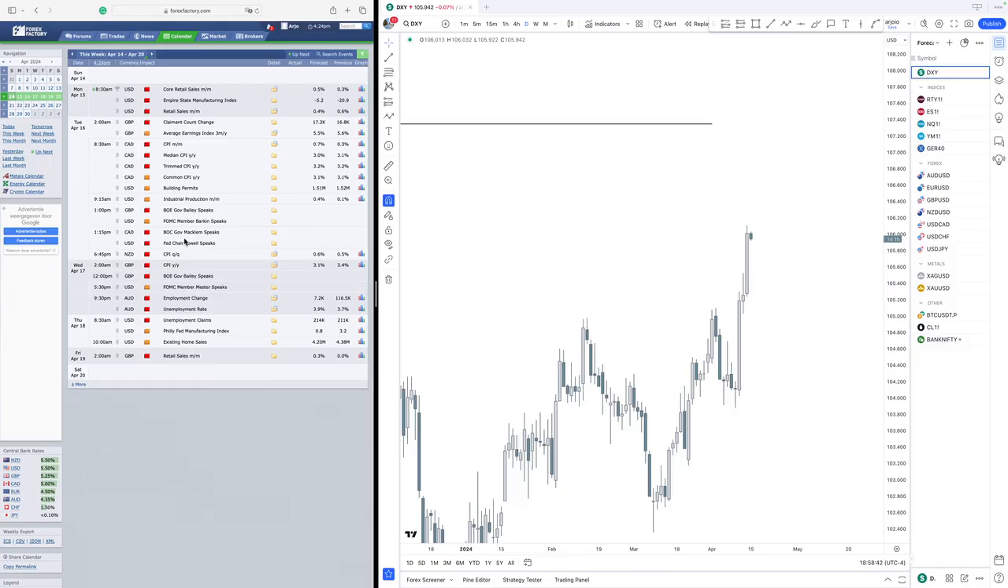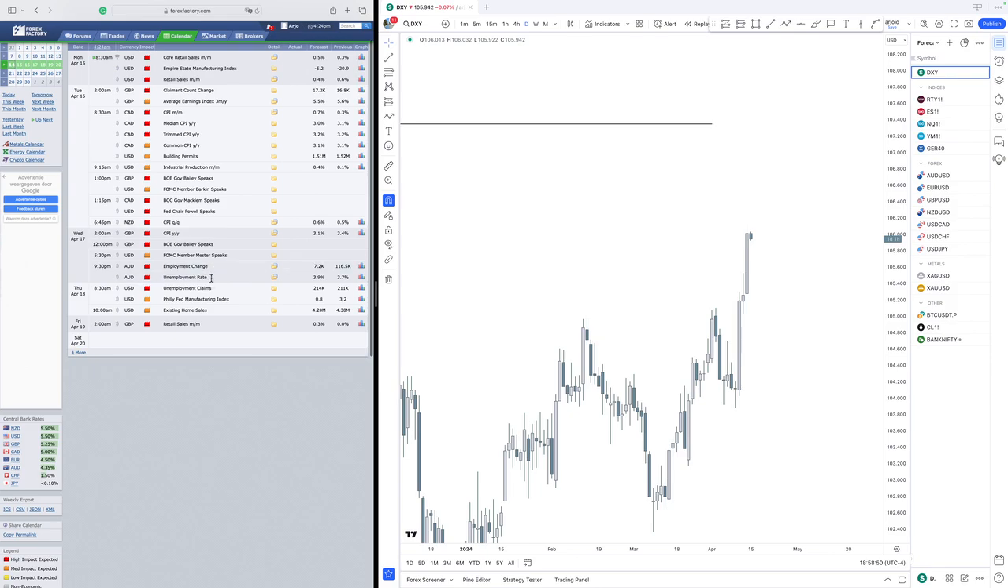An FOMC member speaking is all right. It's not too bad. It is definitely tradeable. Fed Chair Powell speaking right there, that's perfectly fine. Australian dollar employment change right there. Okay, so that means Wednesday and Thursday could be interesting for the Australian dollar as well. Thursday, unemployment claims for the US dollar, and Friday GBP.